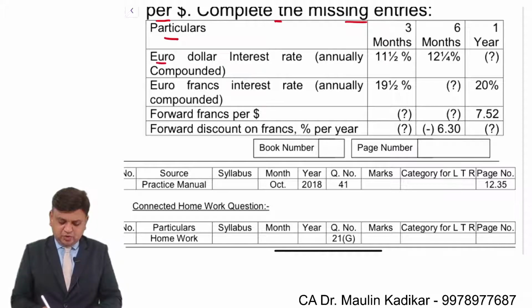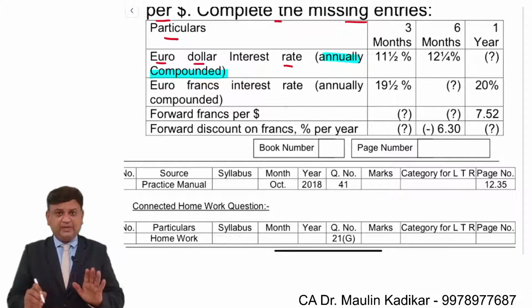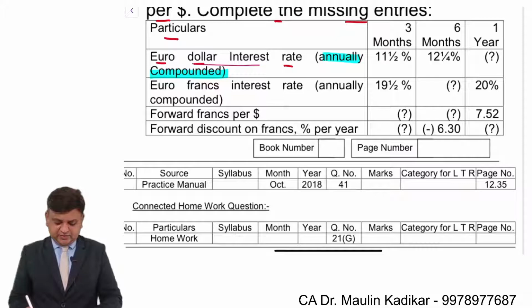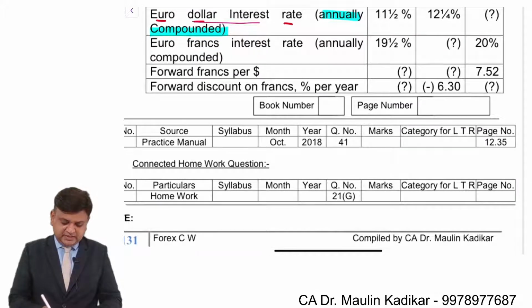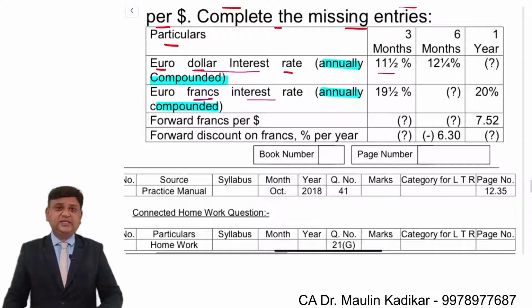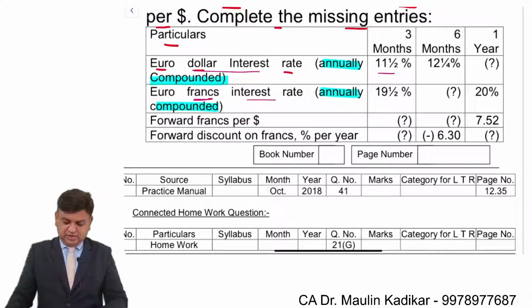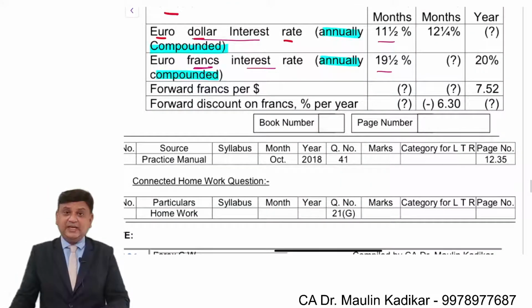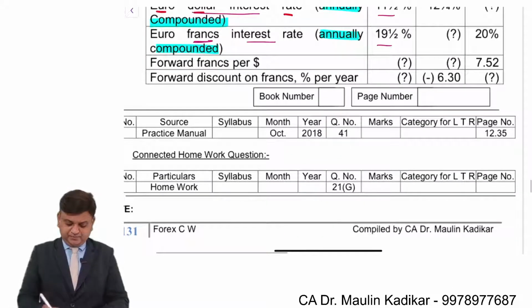In that, the euro dollar rate of interest. Highlight the portion annually compounded. In simple language, it is the dollar currency rate of interest. Next is the French franc rate of interest. Again, it is annually compounded. So the dollar currency rate of interest is 11.5 percent. French franc rate of interest is 19.5 percent.